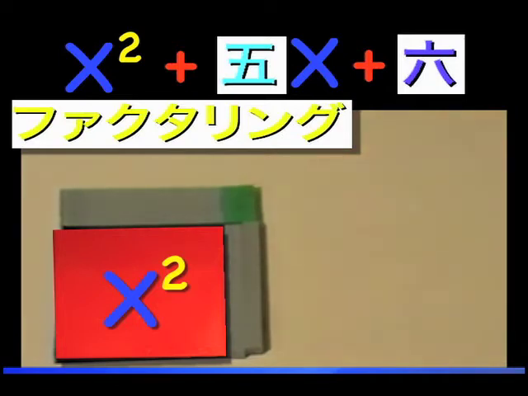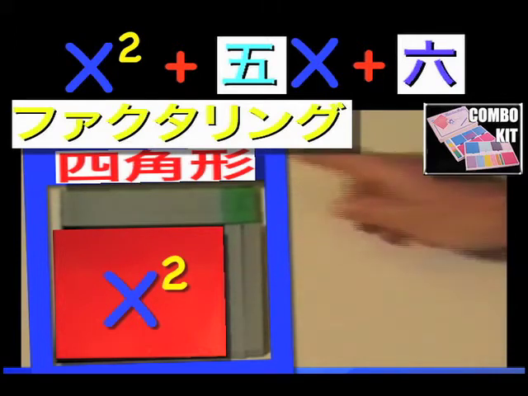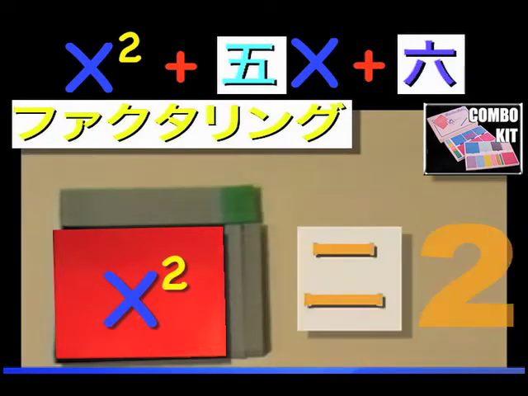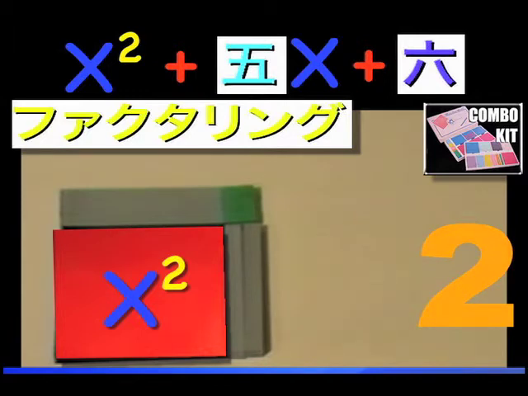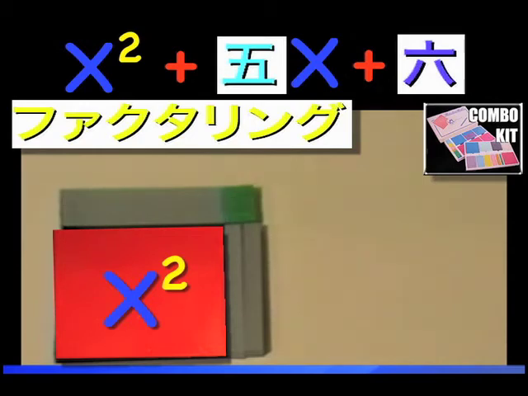Now, if it hadn't worked with two on the side, how many do you suggest we try? Three. If it doesn't work with one, try two. If it doesn't work with two, try three. Notice what we are learning. We are learning the process of elimination. If it doesn't work with the first possibility, try the next possibilities until we have exhausted all of our possibilities.